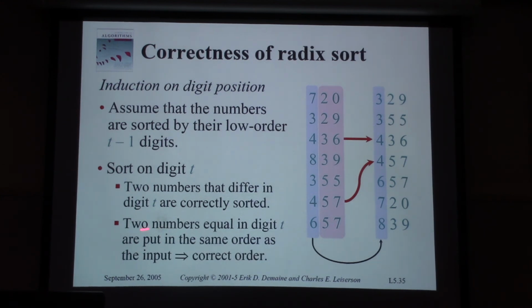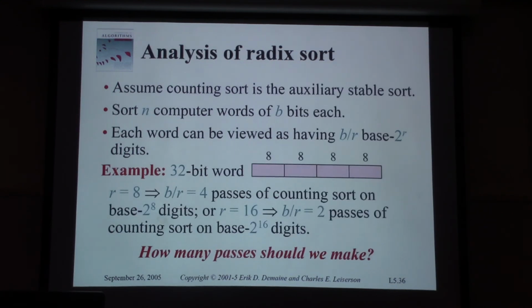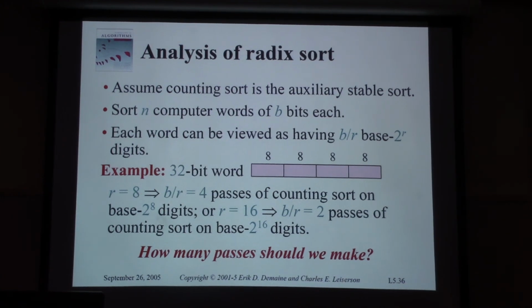So two numbers equal in digit t are put in the same order as the input, which implies the correct order. So that's the idea here. And then they go into a little bit of proof that I'm not really crazy about. I can actually show you a different way of analyzing it. But the bottom line is we know that we have to split and merge d times, when d is the number of digits. Now, you can think about it this way.